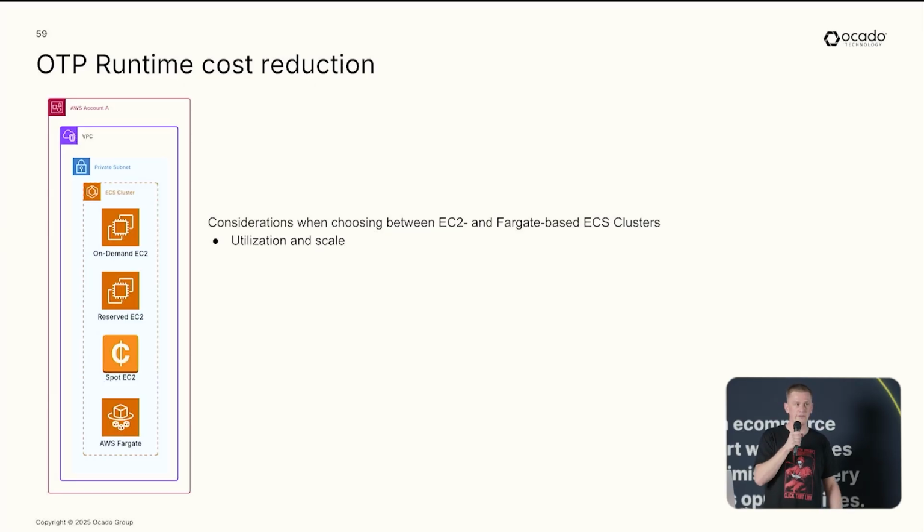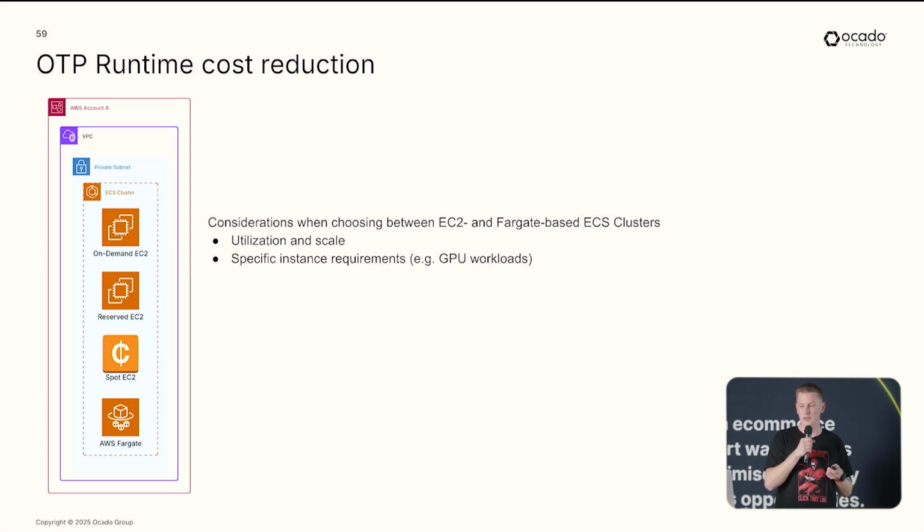So the first question is, when should you choose EC2 and when should you choose Fargate? And the first aspect is utilization and scale. So if you're running a single container, or if you want to run 2 or 3 containers, don't bother with EC2s. You should use EC2s only when you reach a certain utilization level and scale, because that's when they are most beneficial. Another aspect is the specific instance requirements.